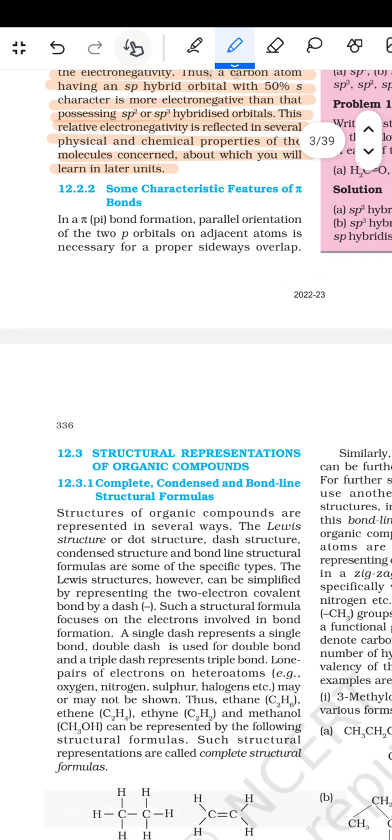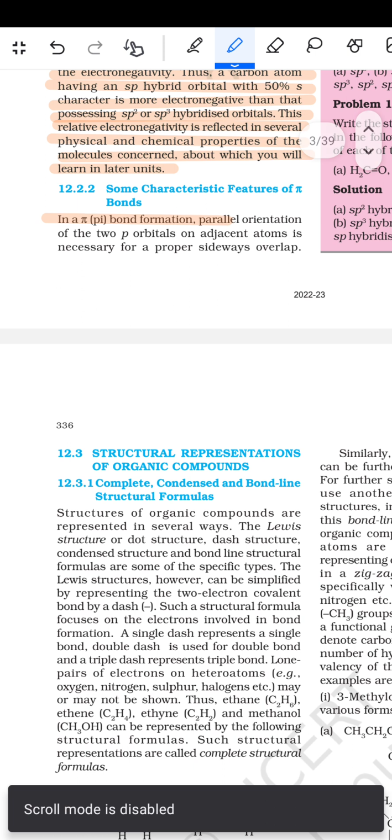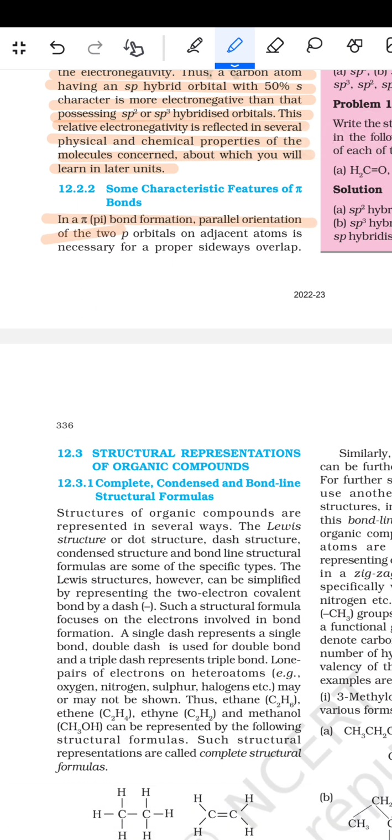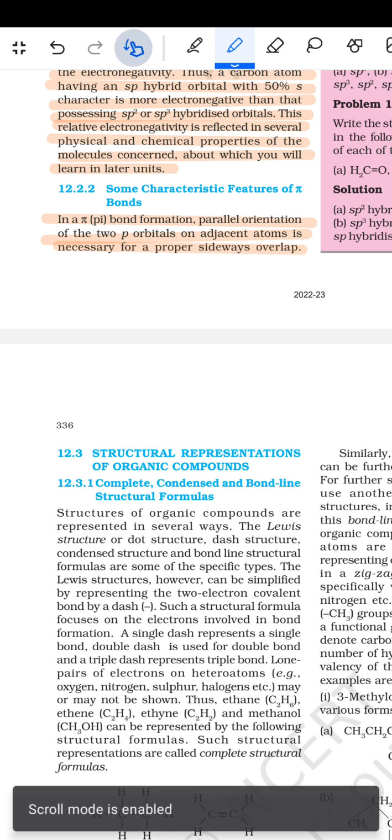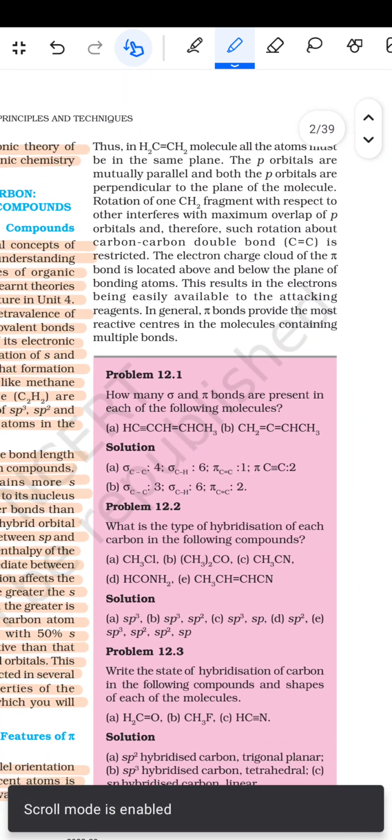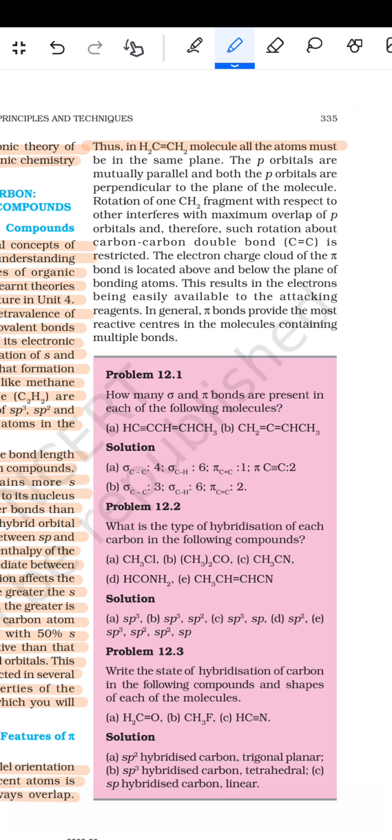Some characteristic features of the pi bonds. In a pi bond formation, parallel orientation of the two p orbitals on adjacent atoms is necessary for a proper sidewise overlap. Thus, in the C2 double bond molecule, all the atoms must be in the same plane. The p orbitals are mutually parallel, and both the p orbitals are perpendicular to the plane of the molecule.